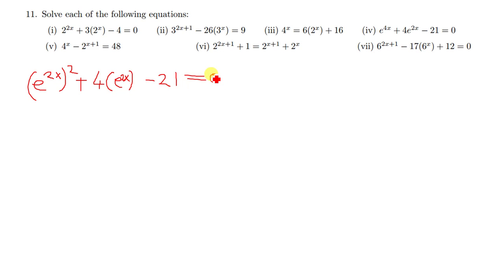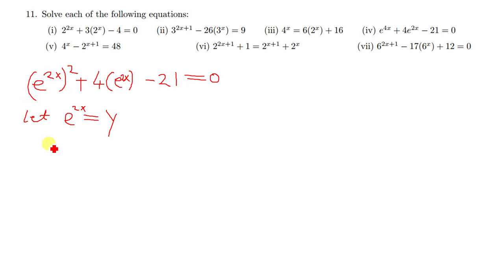So from there, what can we do? We let e to the power 2x be equal to y. If you want, you can make it z. If you want, you can put your name, but it's better you just put a single letter there.